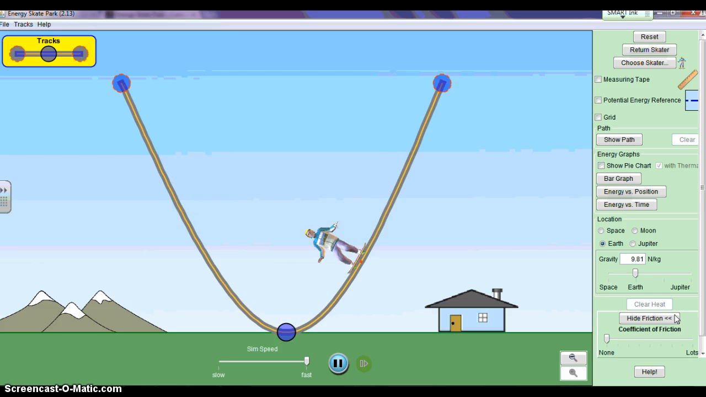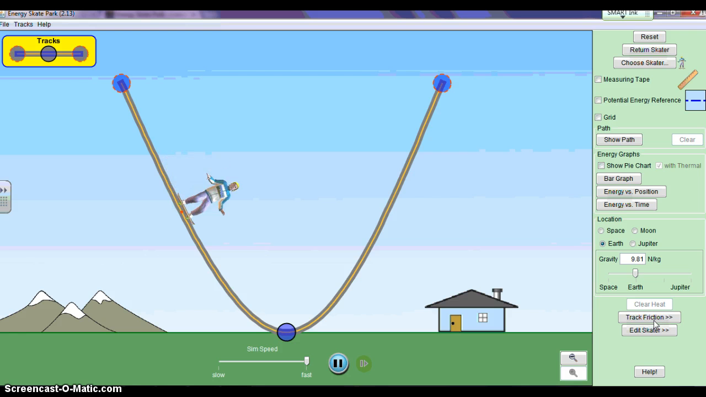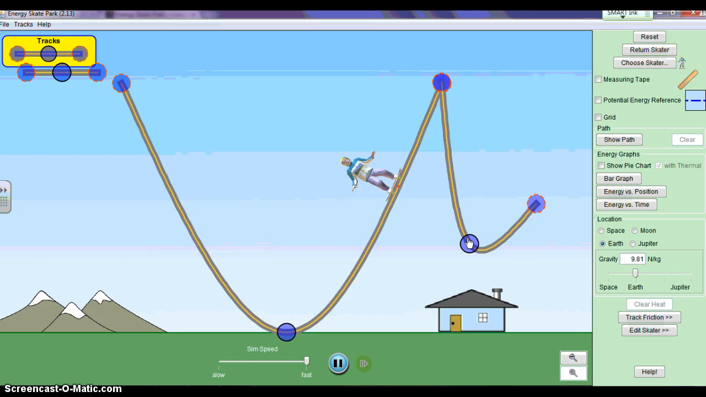So from here, you will be doing some basic track changes, so you can actually add and subtract pieces of track and connect them together by just dragging and dropping, hooking them, moving them around, and you'll make some observations and do some calculations from there.